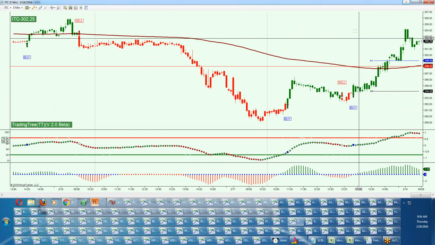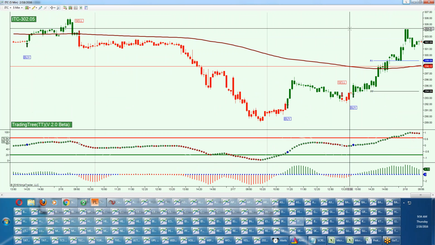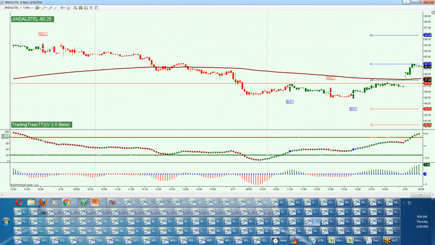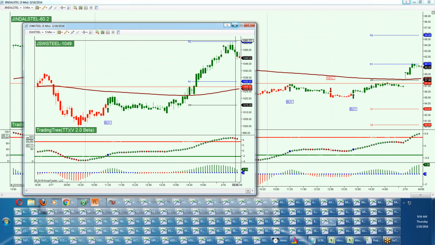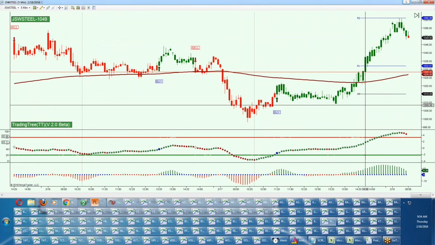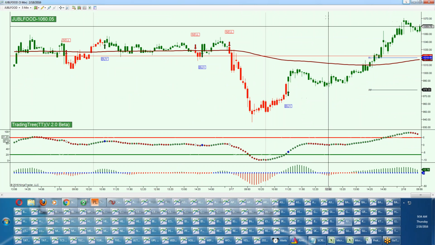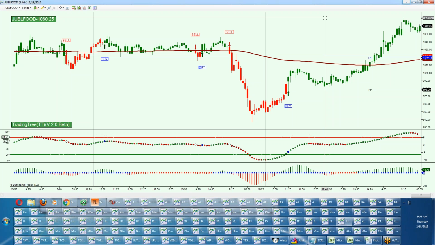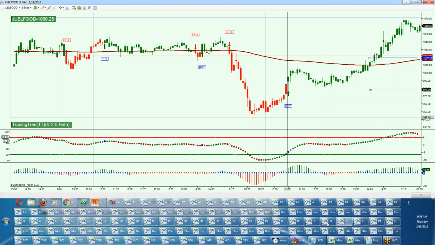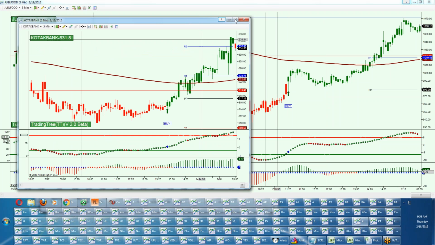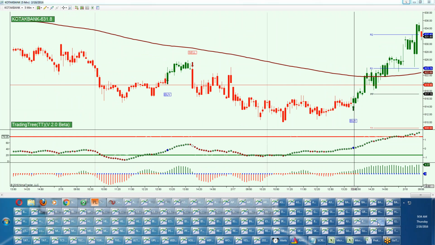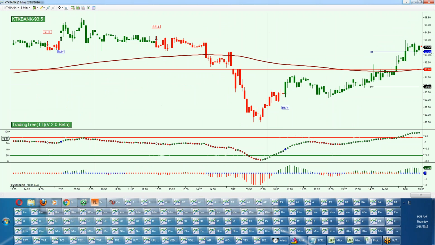ITC has been flat, but you can enter ITC here, 304.30. It's Jindal Steel. It's already done its profit. Same thing with JSW. We should be getting a sell call here. Jubilant Food, you can enter 1071. 94 is your entry for KTK.